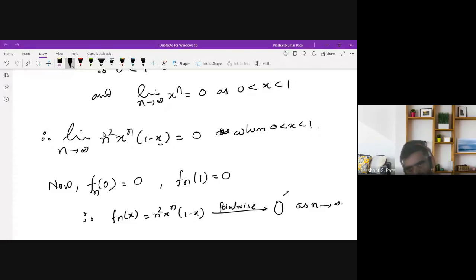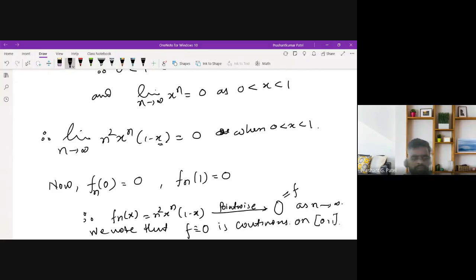So we note that f equal to 0 is a continuous function. The 0 function is already continuous on the closed interval. In fact, it is continuous on R or whatever the domain is. In particular, it is continuous on this closed interval [0, 1].